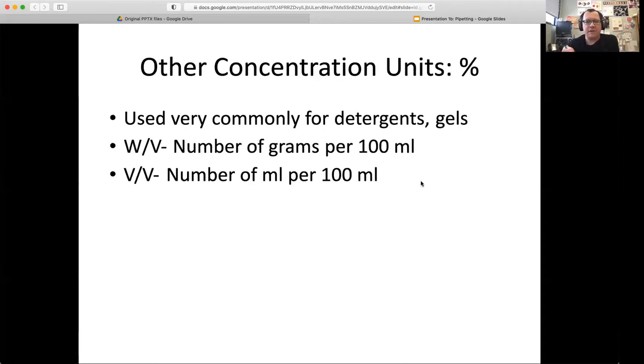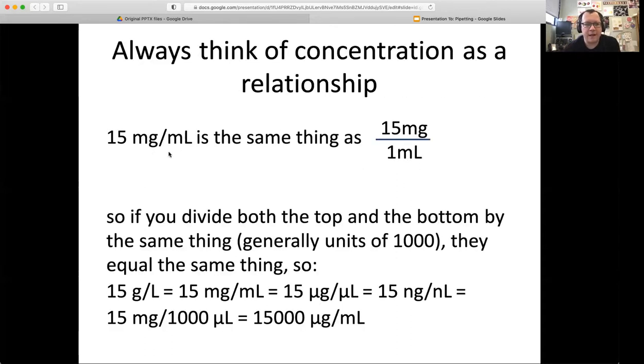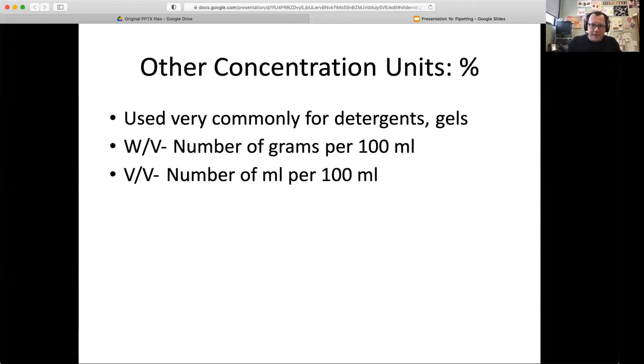So I've been talking about molarity and then things like milligrams per milliliter concentrations. Unfortunately, in the lab, we do a lot of other kinds of concentration measurements. One of the types of measurements we do is called percent. Percent is either weight to volume or volume to volume. We use this a lot when we're making agarose gels when we do DNA. And percent is just the number of grams per 100 milliliters.